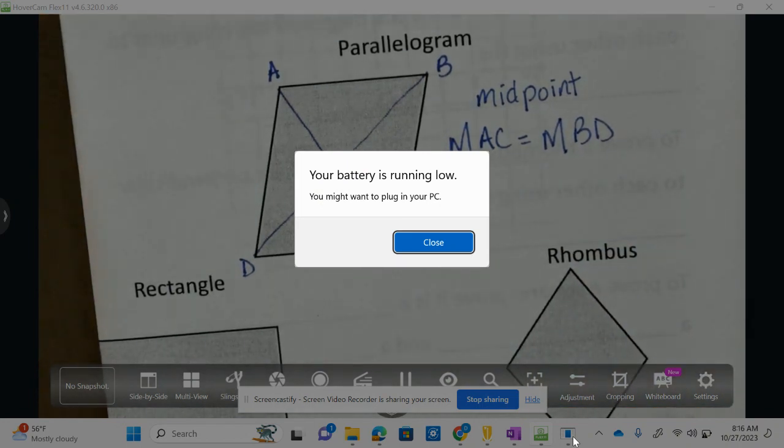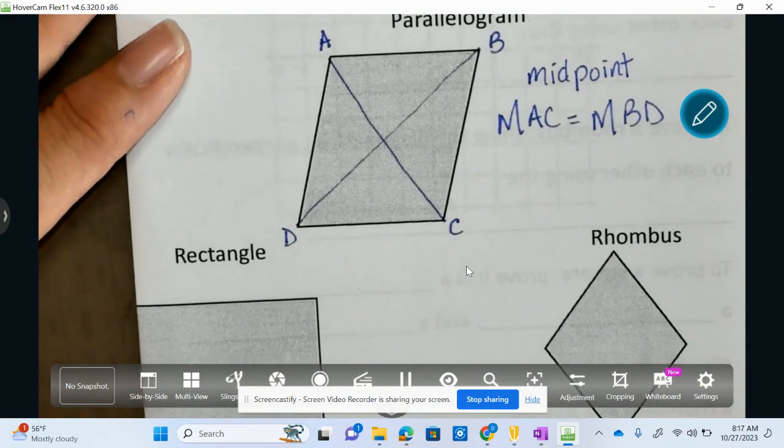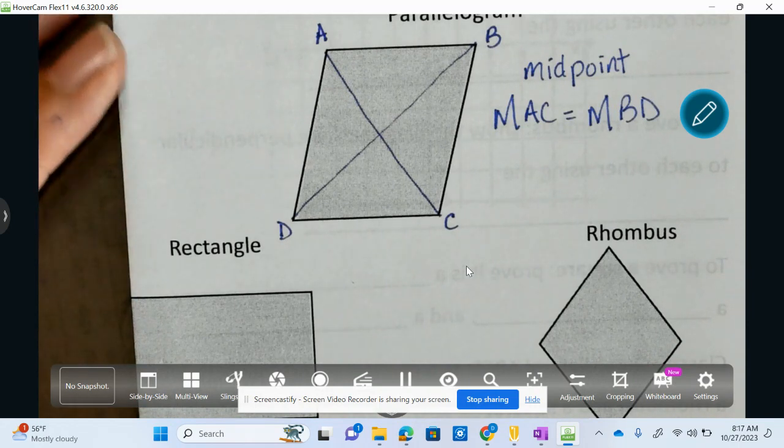Whoa, it says my computer is dying. That's crazy. We're not going to do it right now. We're going to do it on the inside, but I do want you to write that down as a hint. Okay, so that's to prove that our quadrilateral is a parallelogram. Midpoint of AC equals the midpoint of BD, meaning those spots are the same.